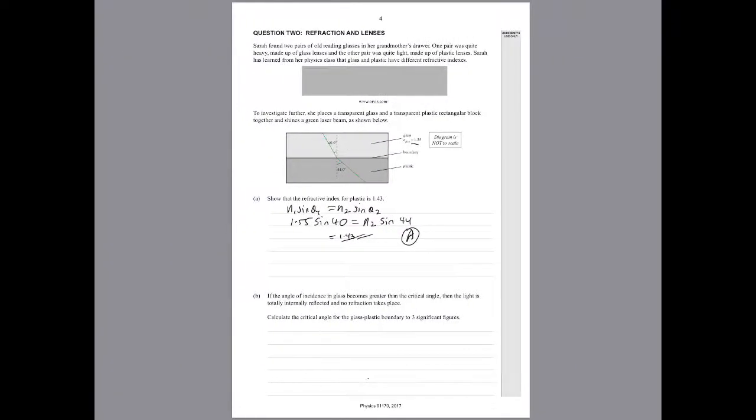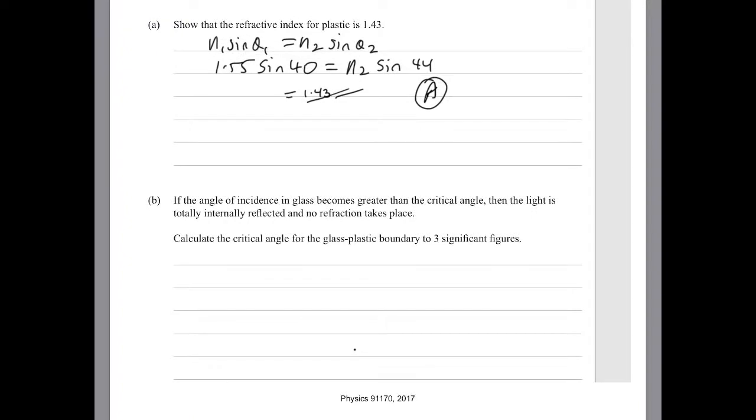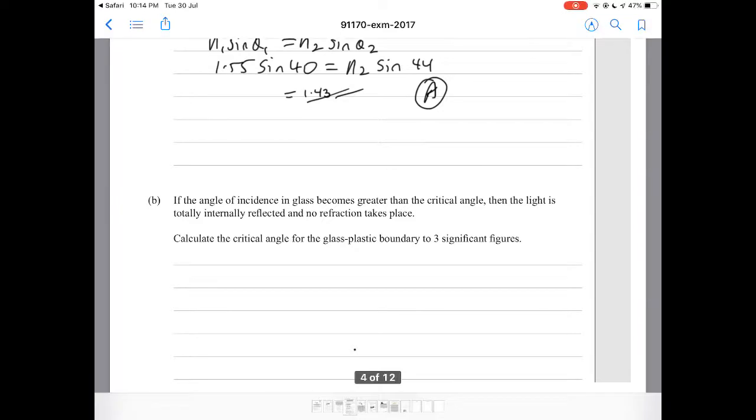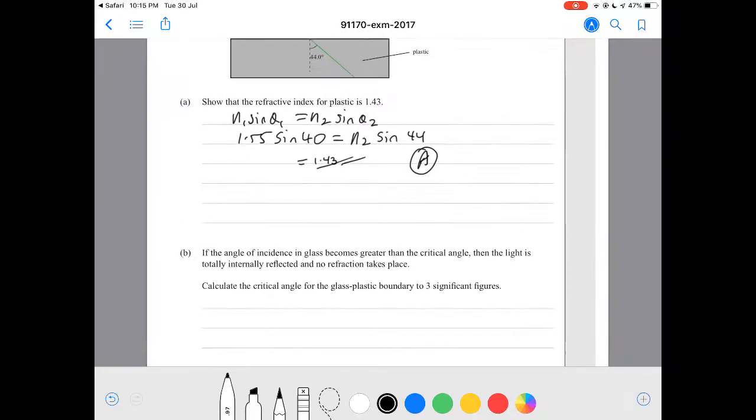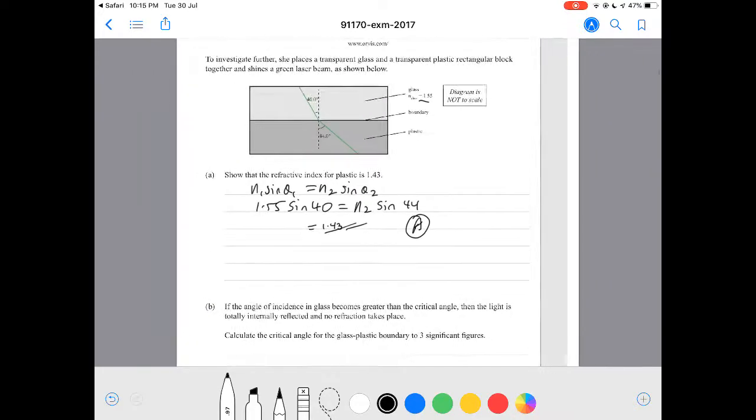Alright, next question. If the angle of incidence in the glass becomes greater than the critical angle, then the light is totally internally reflected and no refraction takes place. Calculate the critical angle for the glass-plastic boundary to 3 significant figures, okay? Alright, the critical angle means that the angle of refraction is 90 degrees. And the corresponding angle of incidence is the critical angle. So now that you know both of the refractive indexes, plastic is 1.43 and glass is 1.55, you're just substituting these numbers in.